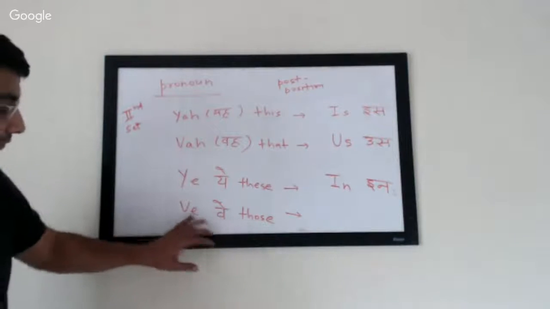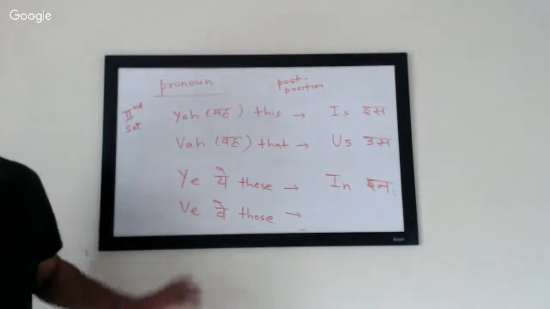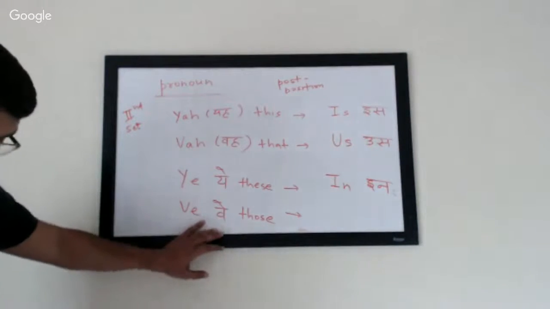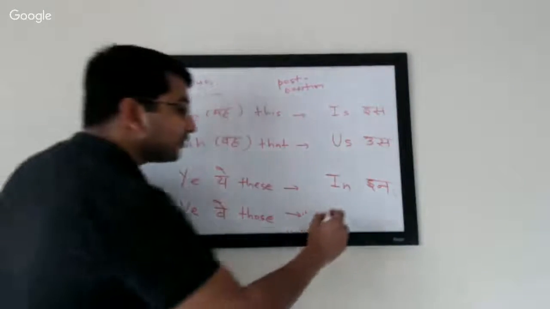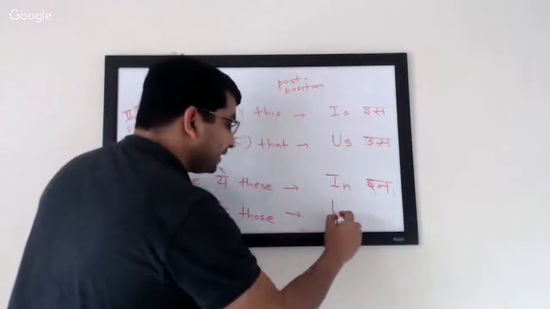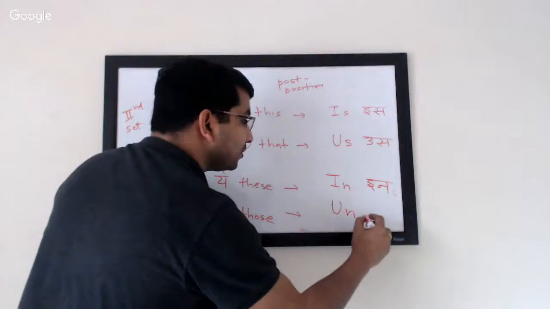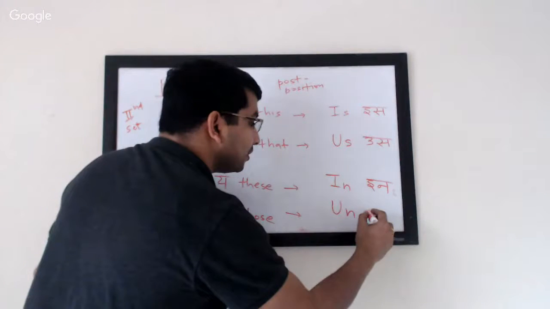Now last one, way. Let's look at how it changes for way. Good, right? So for way it's un, right?